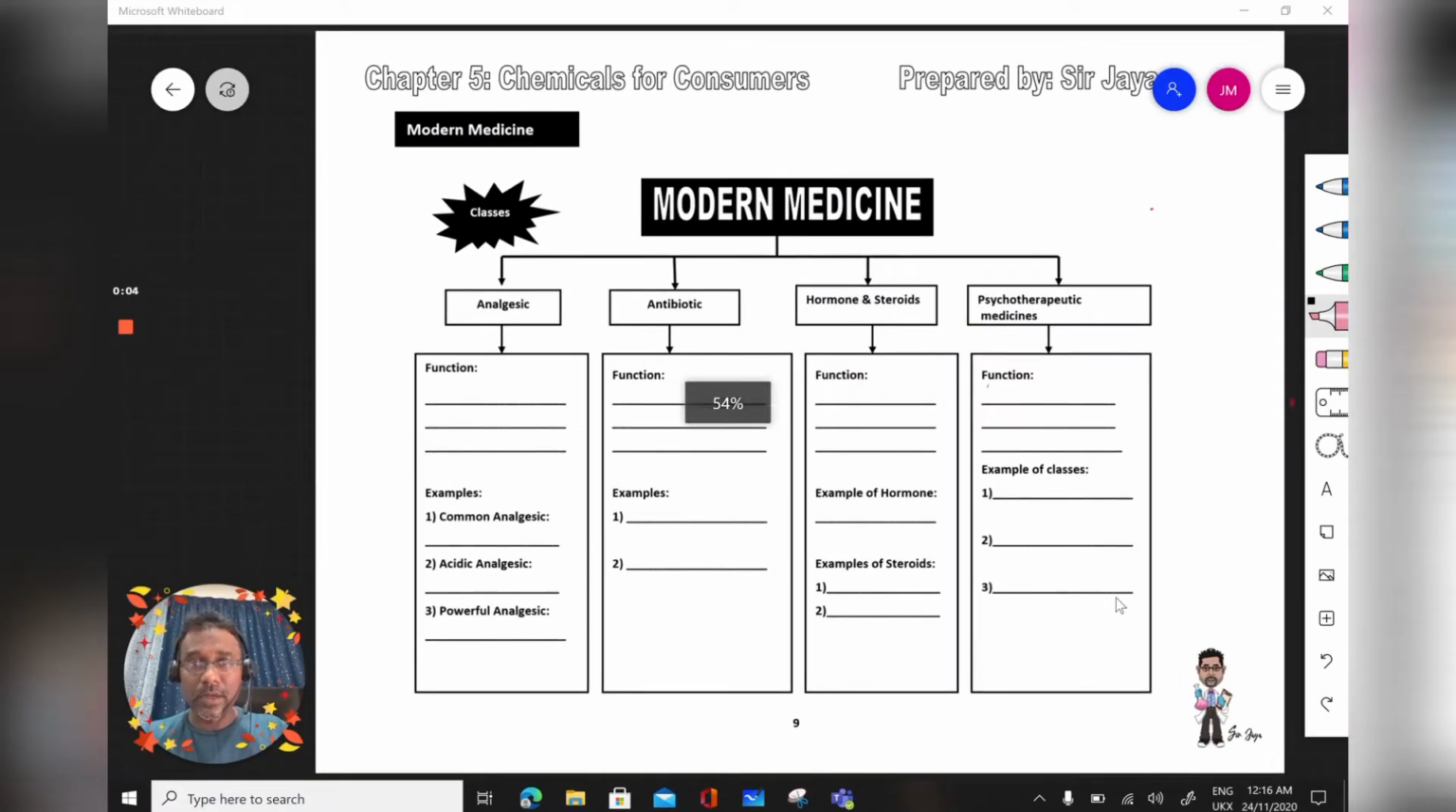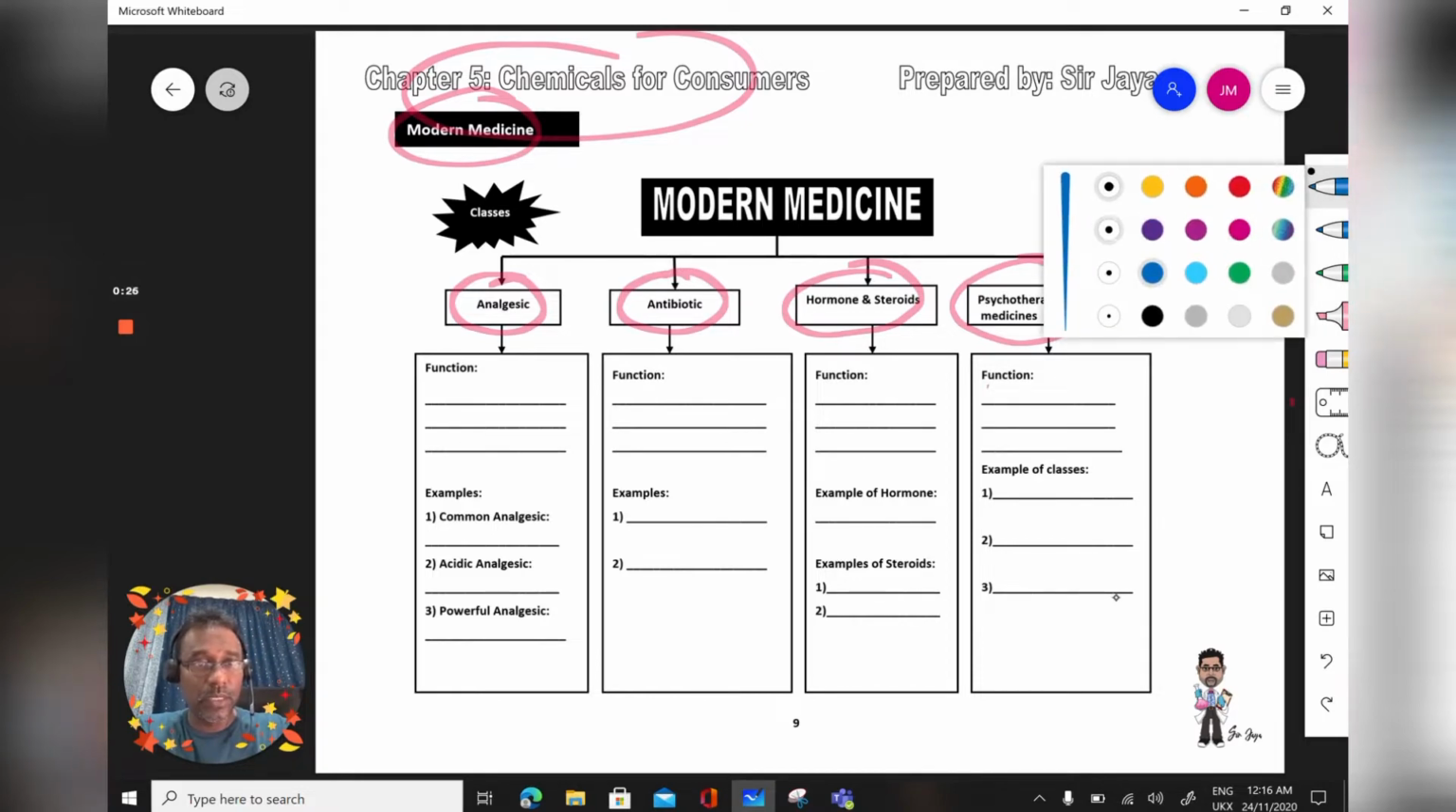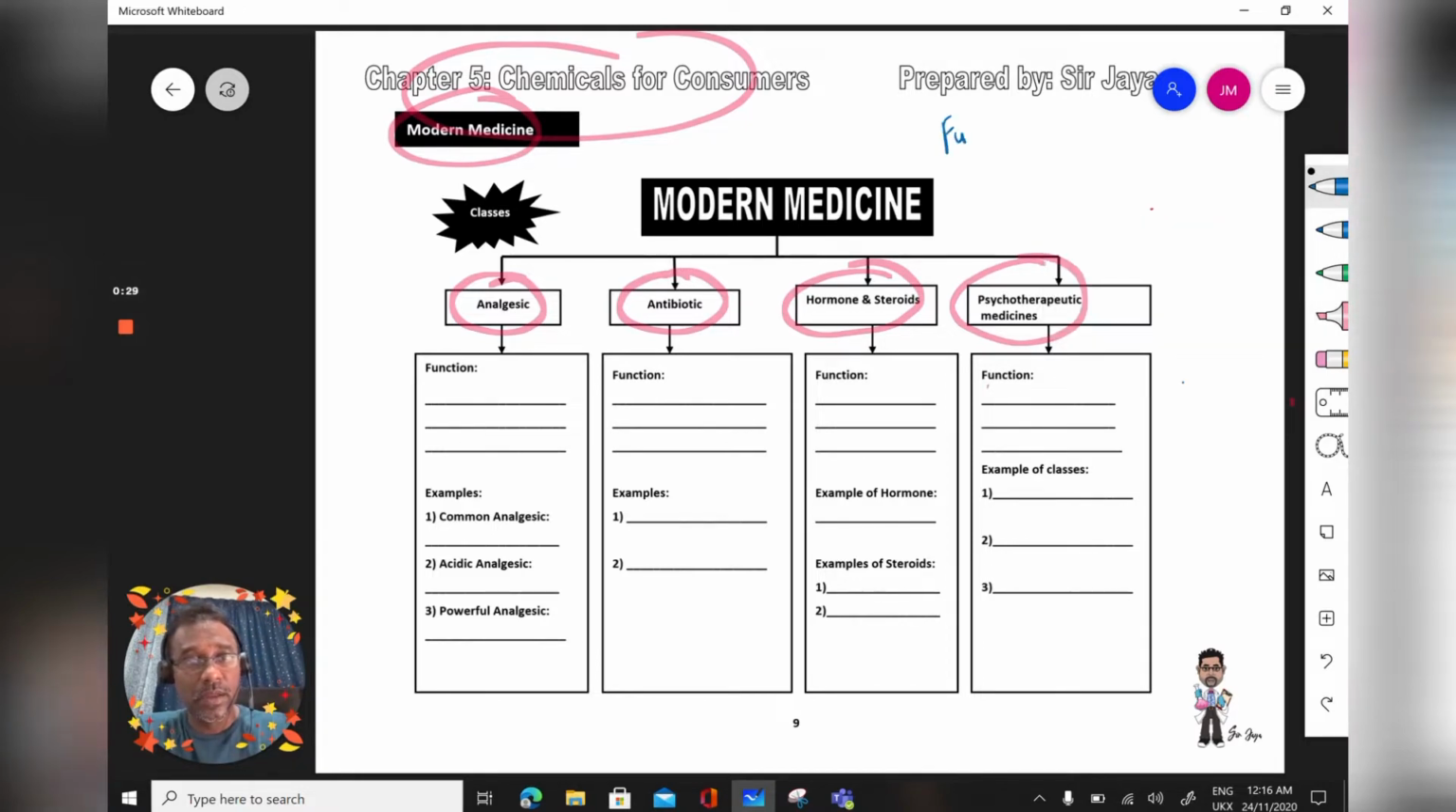In this slot, I'm going to teach about the chemicals for consumer, and we will focus on modern medicine. Modern medicine is classified into four groups known as analgesic, antibiotic, the third class known as hormone and steroid, and the fourth class known as psychotropic medicine. In this chapter, we're going to learn about the function of each class and examples of the medicines, and finally we're going to look into the side effects caused by these medicines.